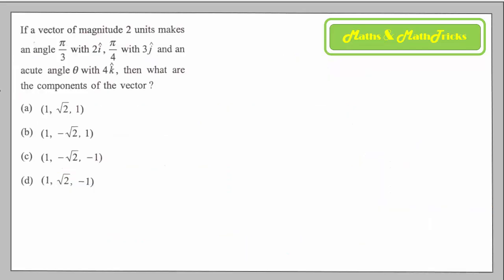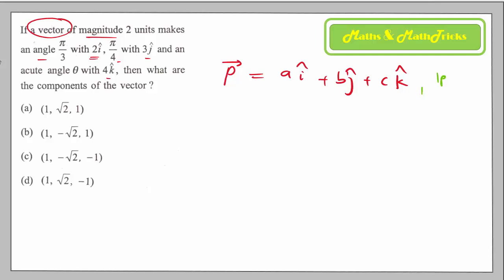If a vector of magnitude 2 makes an angle pi by 3 with the vector 2i cap, pi by 4 with the vector 3j cap, and an acute angle theta it makes with the vector 4k cap. So generally there is one vector which is unknown. Let us say that vector be vector p, and let us write it in the component form ai cap, bj cap and ck cap. Now what they say: the magnitude of the vector p is given to be 2 units. Okay, it is given to us.